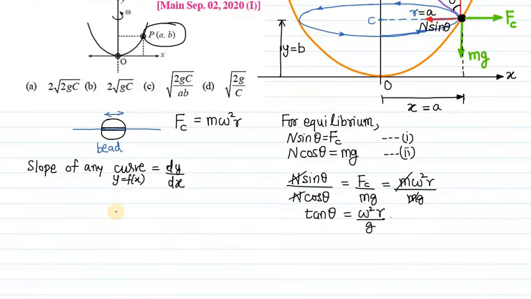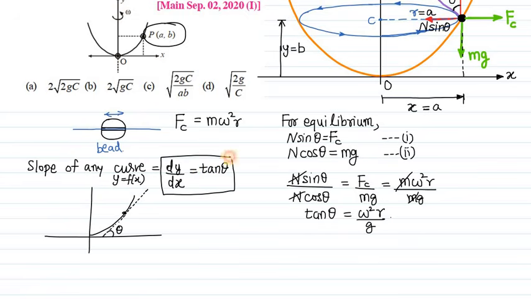Also one more thing regarding the curve: let us say there is a curve, and at this point if you draw a tangent to the curve at a given point, and this tangent makes angle theta, then the slope is also equal to tan theta. So that is the main concept of this question, that this tan theta over here is nothing but equal to dy by dx.